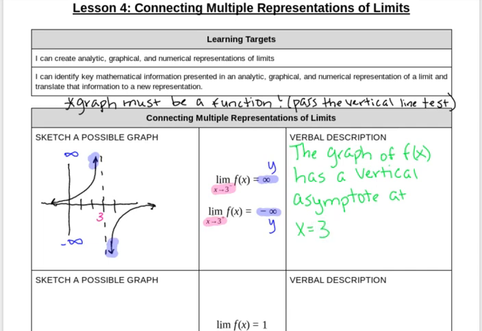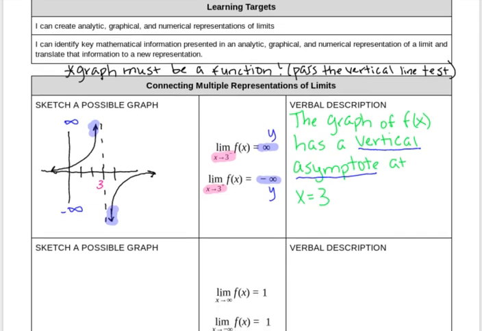So when we look at this limit here, the important part is that we get this vertical asymptote. And that's because our y values are shooting up to positive and negative infinity around this specific x value. So because x is approaching a specific number from both sides, and our y values are approaching positive and negative infinity, we get this vertical asymptote.